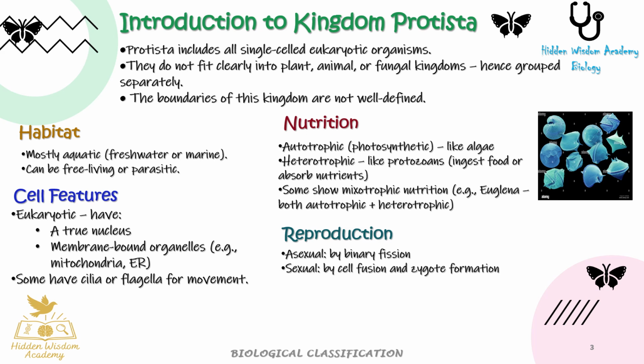Nutrition of protists. Autotrophic, photosynthetic, like algae. Heterotrophic, like protozoans, ingest food or absorb nutrients. Some show mixotrophic nutrition, for example, Euglena is both autotrophic and heterotrophic. Reproduction of protists. Asexual, by binary fission, and sexual, by cell fusion and zygote formation.